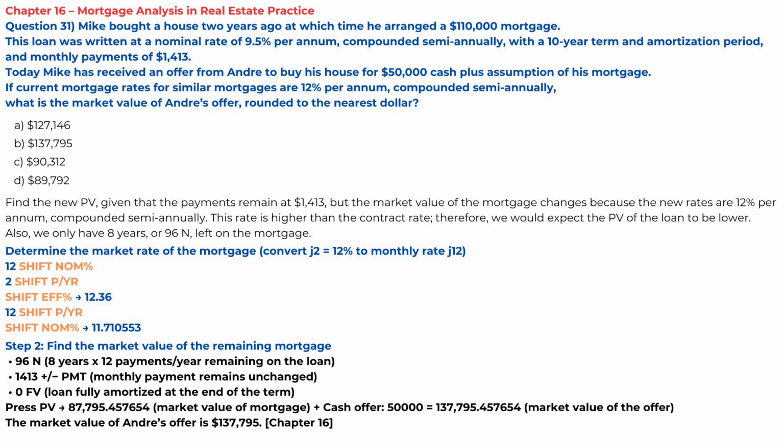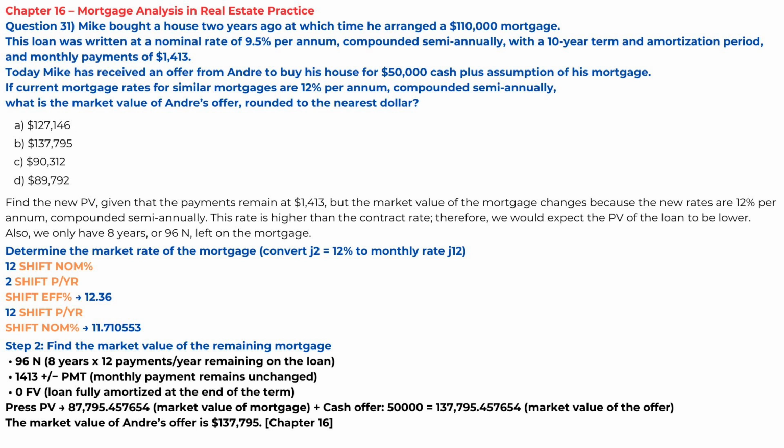Find the new PV, given that the payments remain at $1,430, but the market value of the mortgage changes because the new rates are 12% per annum, compounded semi-annually. This rate is higher than the contract rate, therefore, we would expect the PV of the loan to be lower. Also, we only have 8 years or 96 N left on the mortgage. Determine the market rate of the mortgage.